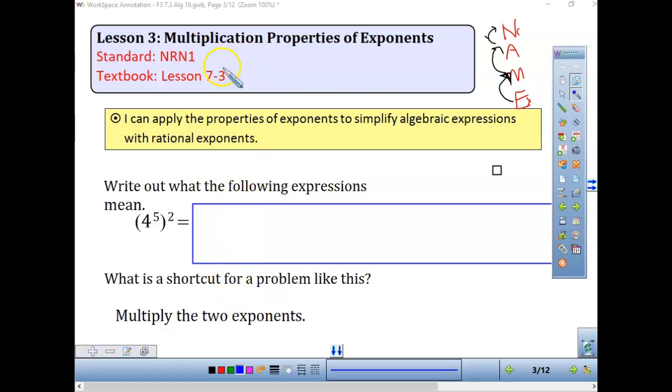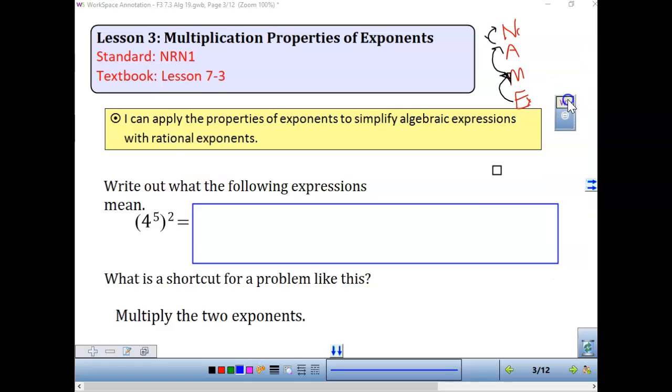In lesson F3, we're working with the multiplication properties of exponents. You're going to notice that I have this NAME. I would probably recommend you write that down also. So as you are taking a look at it, N is nothing, A is when you add, M is to multiply, and E is for exponent.